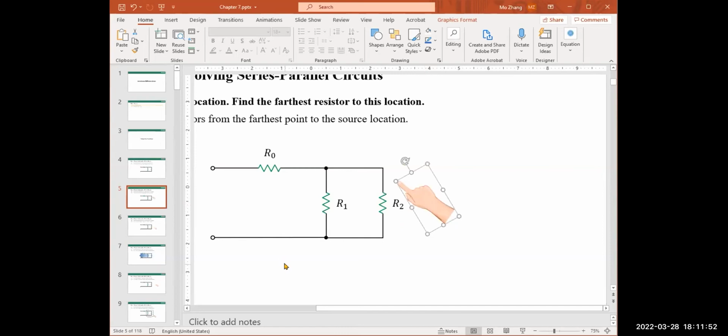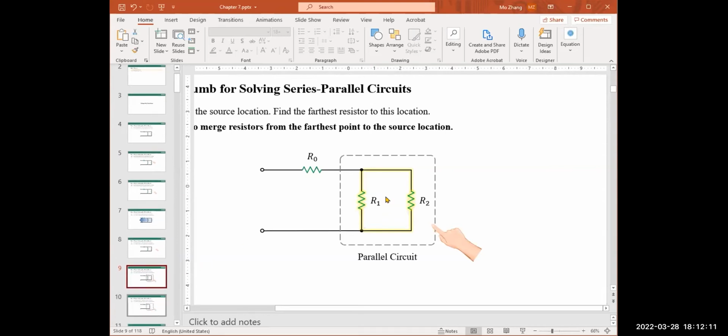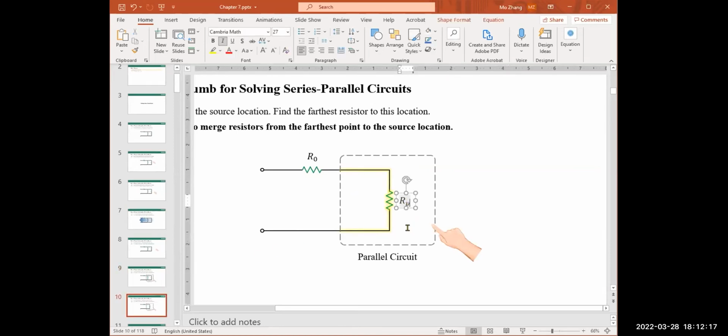I have an animation that shows this also. Here the highlighted region, R1 and R2, are connected in parallel. That part is not that bad, it's very easy to identify that R1 and R2 are in parallel. Which means we can replace these two resistors by a single resistor, and we can call it RP, where P stands for parallel, or any name that makes sense and won't cause confusion.